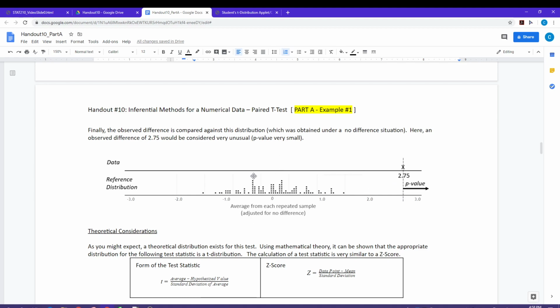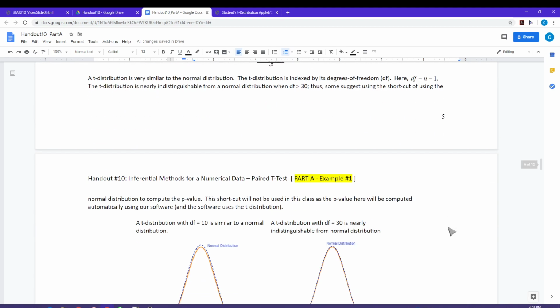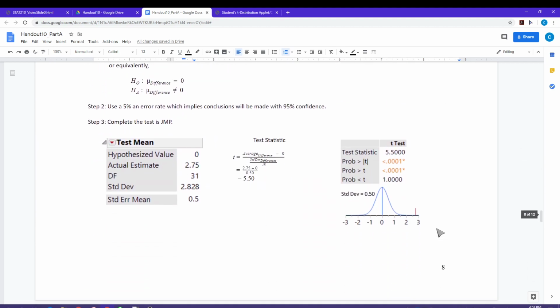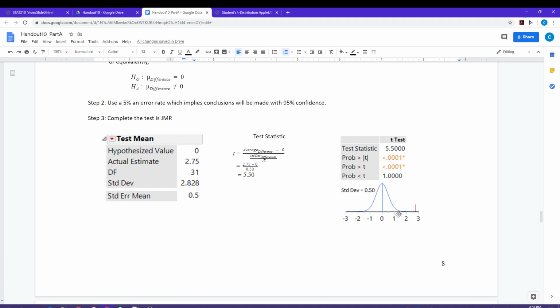So this schematic right here is what JMP is showing you with that output. Now it's actually using the t-distribution instead of the simulated distribution, but that's what that is. And we can certainly see that's extreme. That 5.5 is just telling us that 2.75 is more than 5 standard deviations away from 0. So again, this test statistic here acts just like a z-score. This is just showing me how far away I am from 0 in terms of the standard error, or in terms of the standard deviation of the averages. So this outcome here of 2.75 again is extreme.